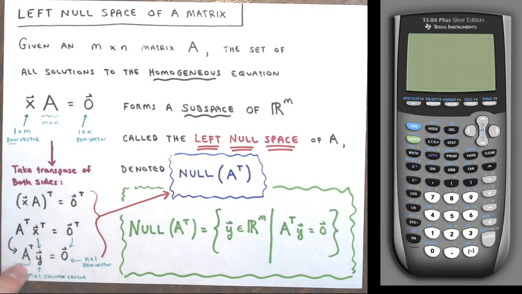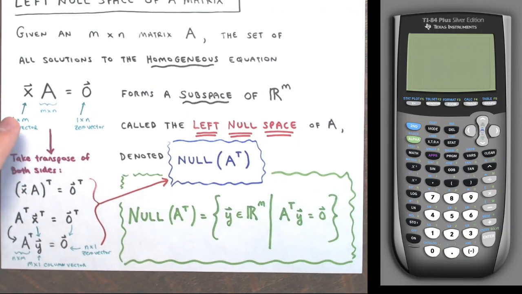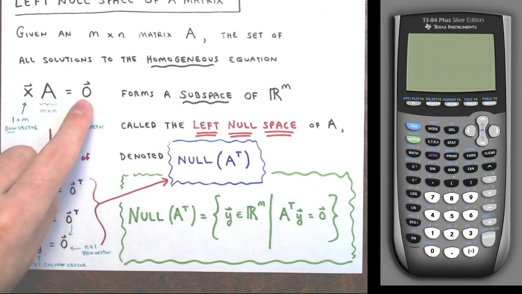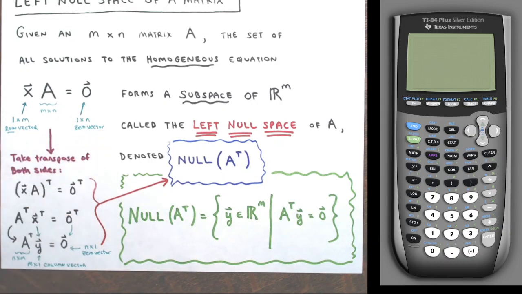So what we're looking for when we're solving the equation x times A equals 0 is just solutions to A transpose times y, where y is just the transpose of x. I could have written x again here, and it would have just represented some column vector instead. So when I'm looking for solutions to x times A equals 0, I'm equivalently looking for solutions to A transpose times x equals 0, or y equals 0. I'm looking for solutions to that equation.